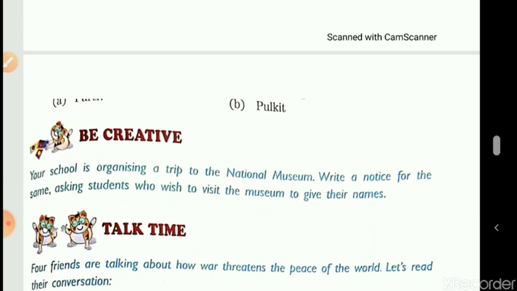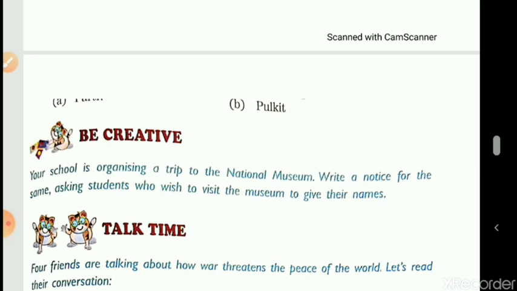Now, students, for writing notice, there is a particular format. But before that, some important things about notice, students. What is notice writing? Notice is a written announcement.